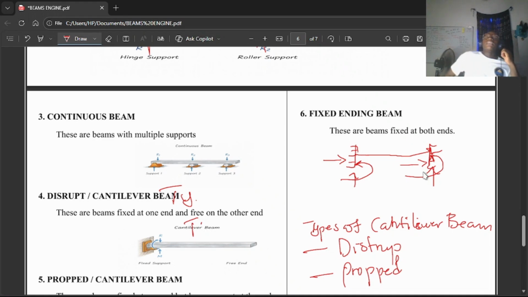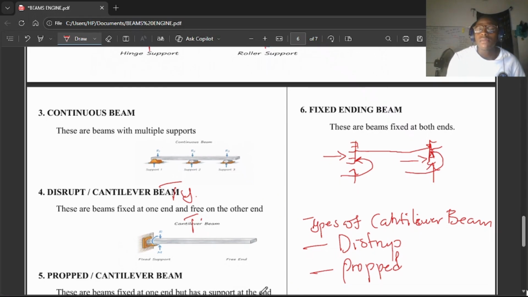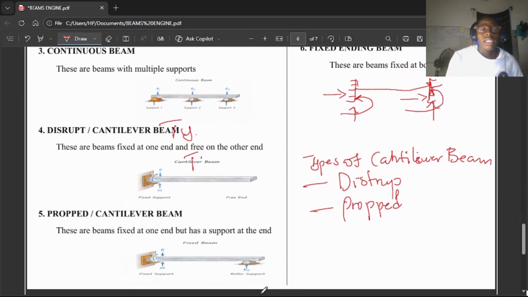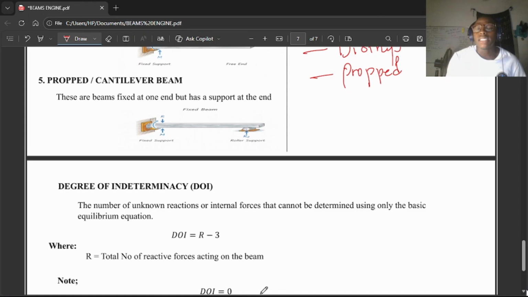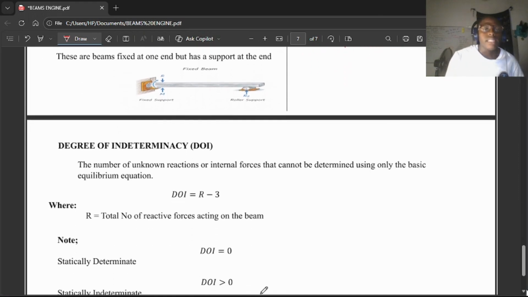So if you are given these 6 types of beam and you are asked to identify them, you will be able to identify each of these types of beam. Am I communicating? Now let's move over to the next episode. The next episode is degree of indeterminacy, that is DOI.